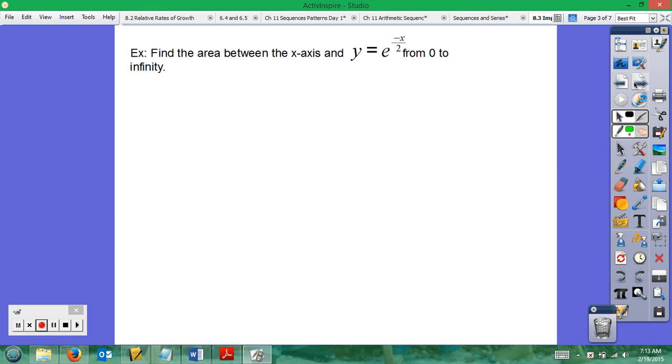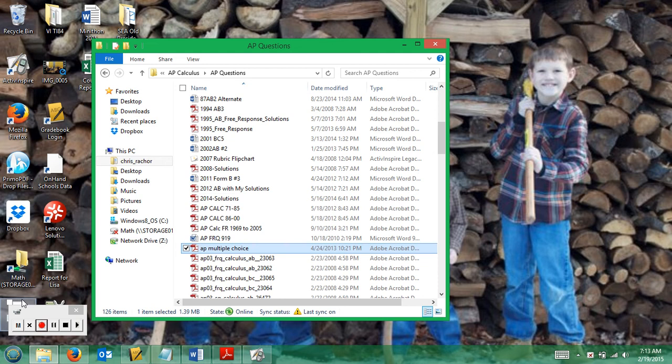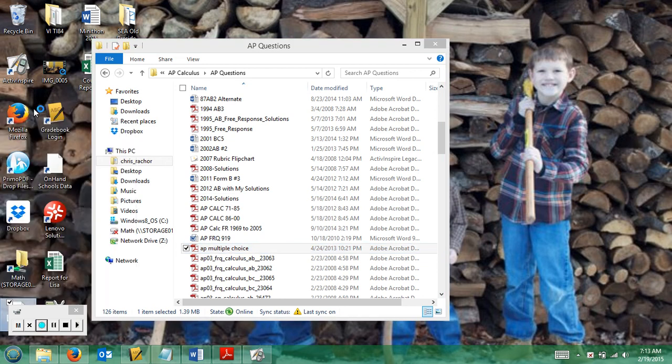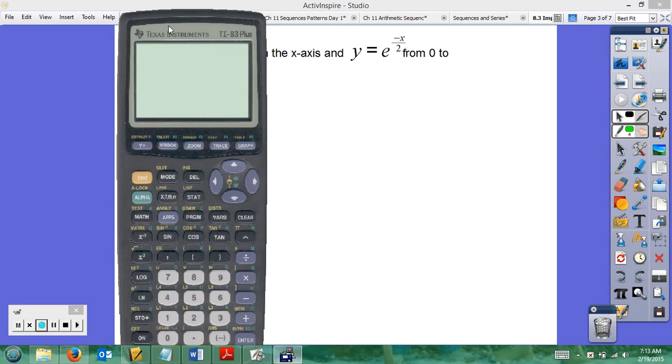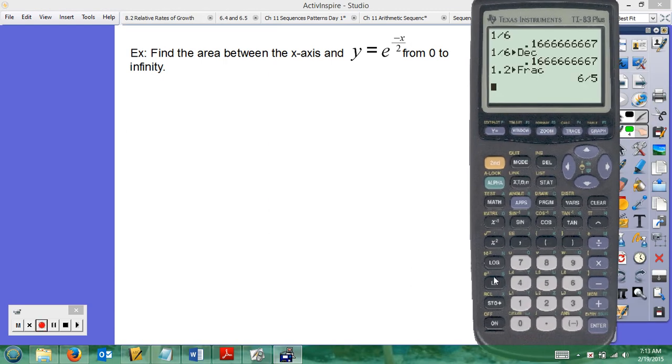Find the area between the x-axis and y equals e to the negative x over 2 from 0 to infinity. Sounds like an impossible question. Let's take a quick look at the graph. Okay, we're going to plot that. Real simple to do: y equals e to the negative x over 2. And we'll do a zoom 6 on this to start.